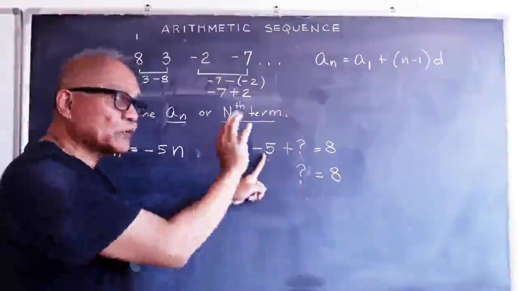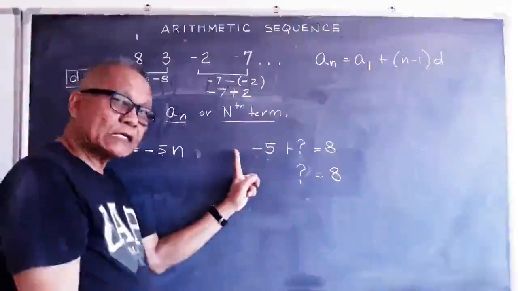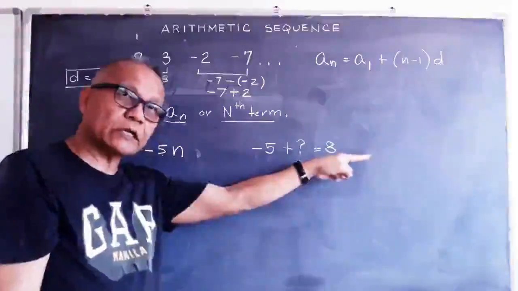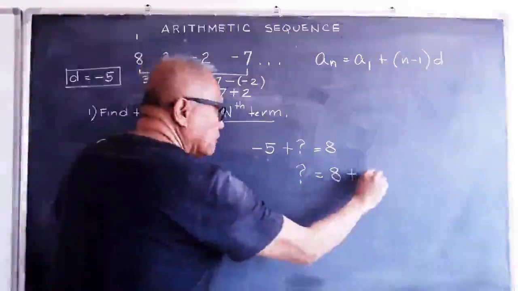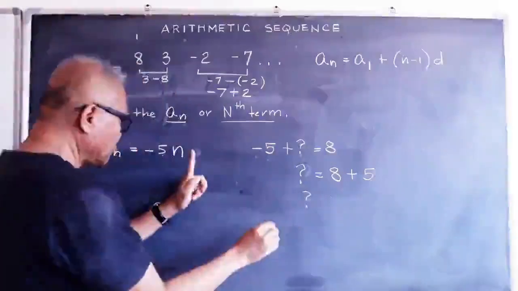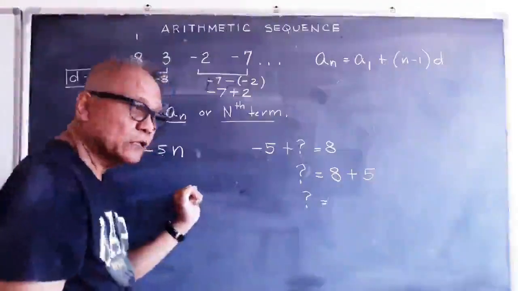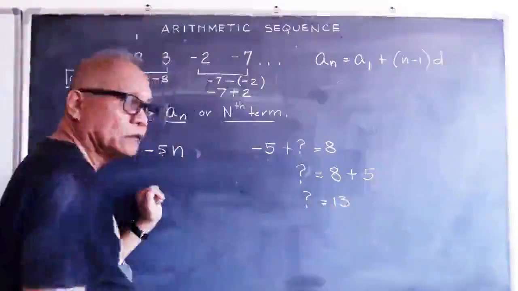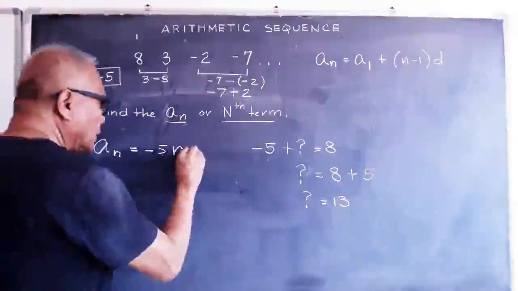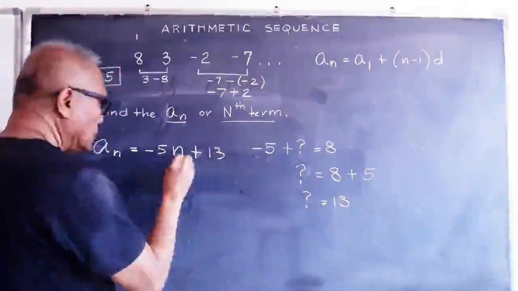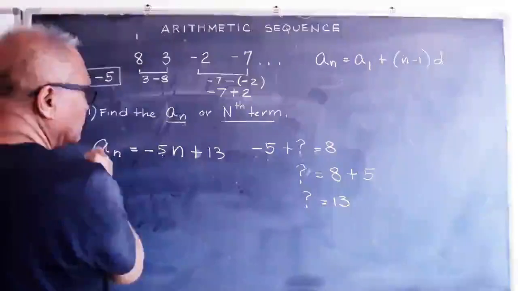Transpose. What happened to the sign when you transpose that one? It will become positive. Why positive? Because we are going to add 5 here. We are going to add 5 on the other side. So this one will become positive 5 here. And your unknown, which you are going to add here, is equal to 8 plus 5 is 13. So what number are we going to add? Positive 13. Therefore, I'm going to add that 13 here. And this is our equation for the nth term here.